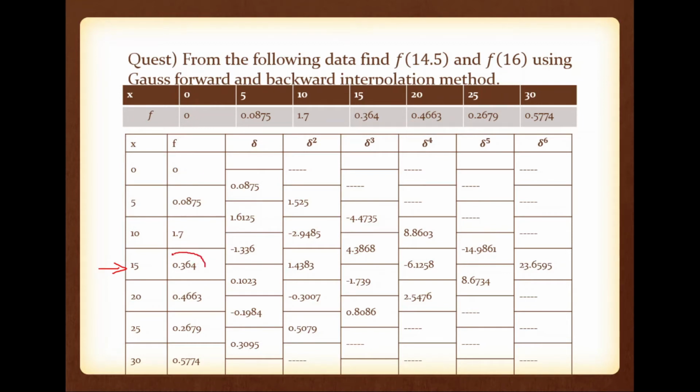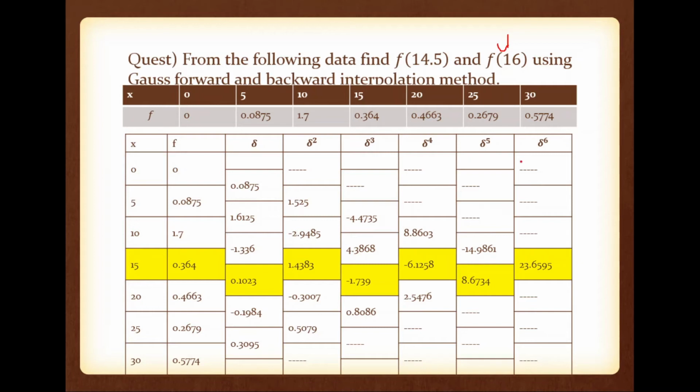So we need the center data like this one. Then, as the odd differences are missing, we have to use the next one. Right. Okay. So we are going to use this data to find f of 16. We are going to use Gauss forward.